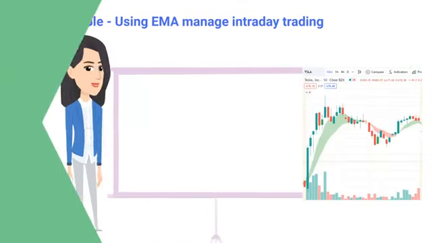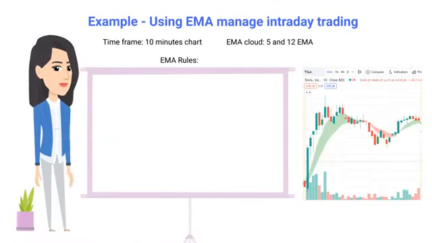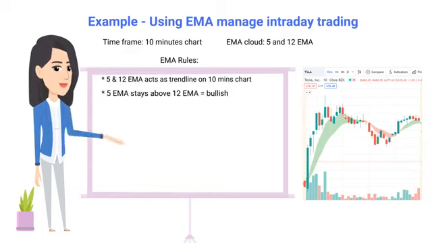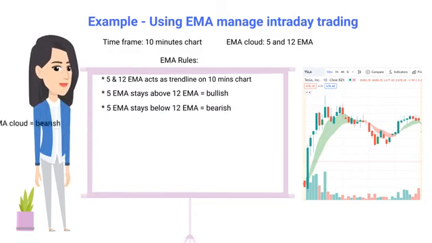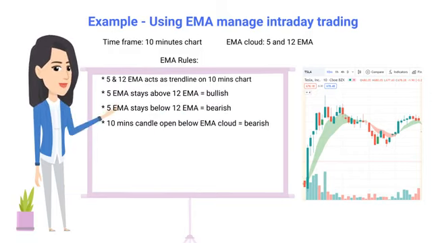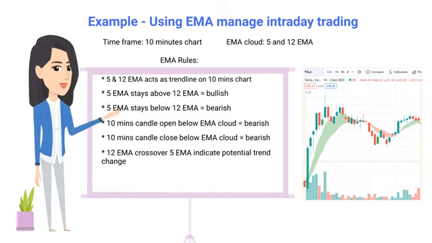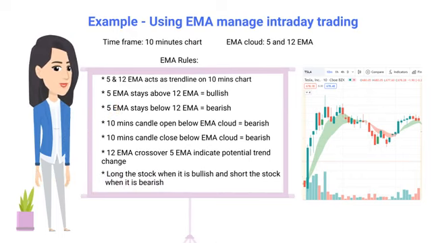EMA acts as a trendline on the 10 minutes chart for intraday trading. The uptrend stays intact as long as the 5 EMA stays above the 12 EMA or the 10 minutes candle does not open or close below the EMA Cloud. When the 12 EMA crosses over the 5 EMA, it indicates a potential trend change. The rule of thumb is that you long a stock as long as the 5 EMA is above the 12 EMA, and you short the stock when the 12 EMA crosses over the 5 EMA.